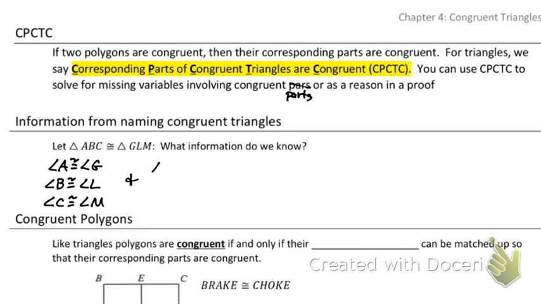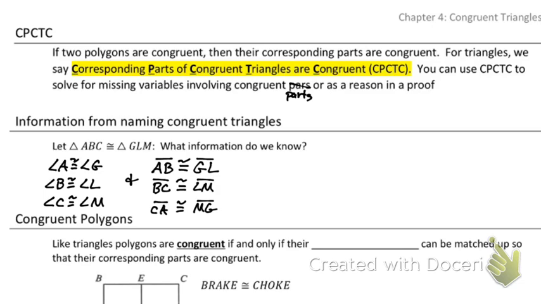I now know that AB is going to be congruent to GL because they're listed in the same place in the same order. AB is congruent to GL. I also know that BC is going to be congruent to, anyone want to guess? LM. And our last one's going to be CA is congruent to which segment? Just shout it out. MG.